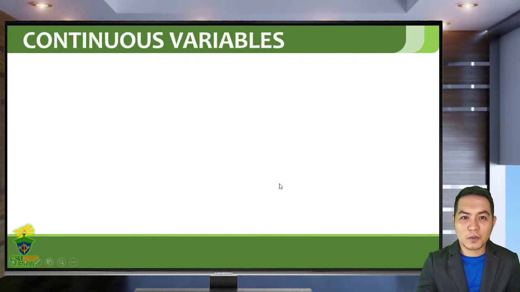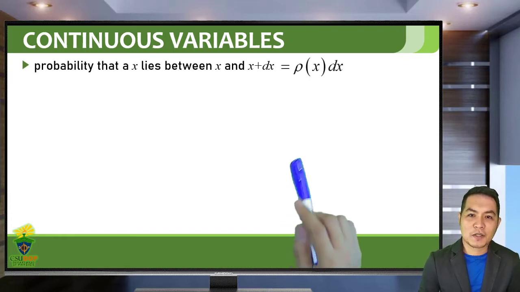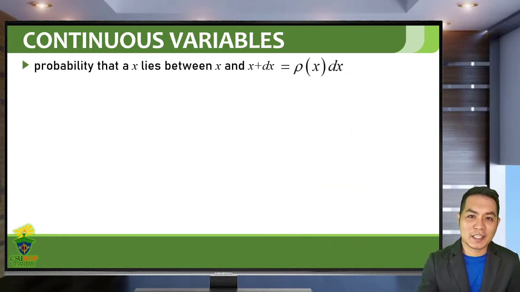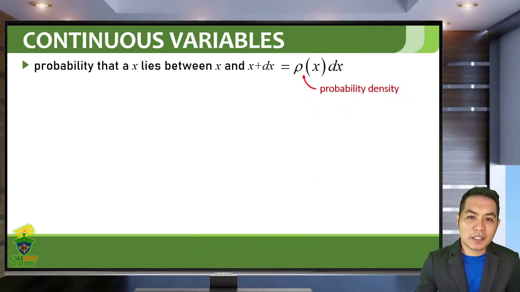So let's now go to continuous variables. If you have a continuous variable x, the probability that your variable x lies between x and x plus dx is given by this expression, rho of x dx. And if you put a limit to this, you integrate it over a certain limit, say a to b.